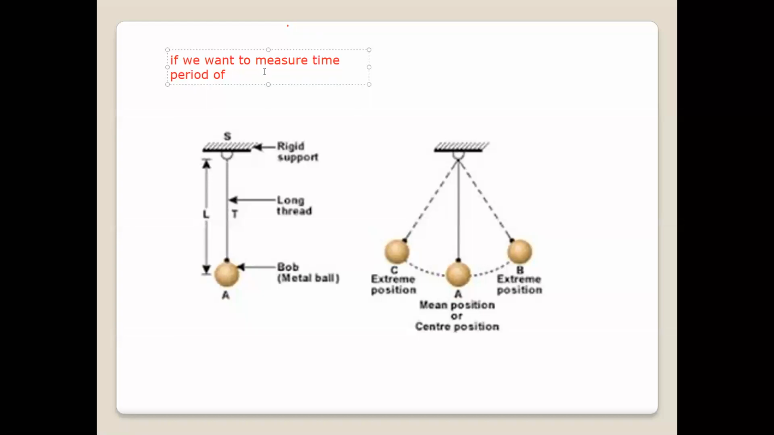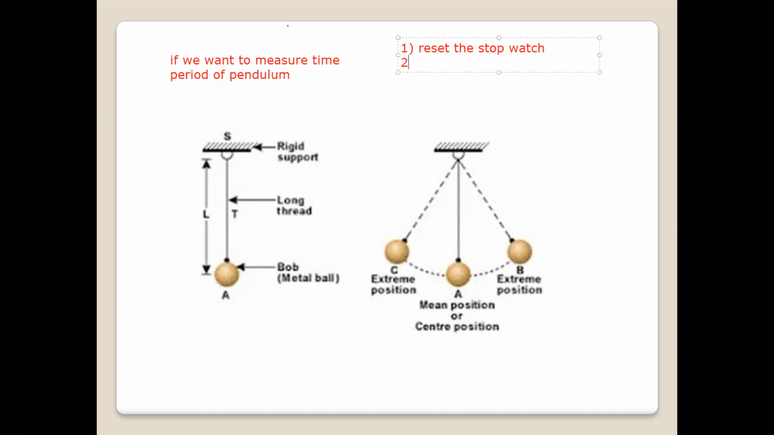So if you want to measure the time period of a pendulum, what we will do first, because we are using a stopwatch, the point here is to reset the stopwatch. Because your stopwatch may have been used for another experiment, so it's having some value. So always reset the stopwatch.